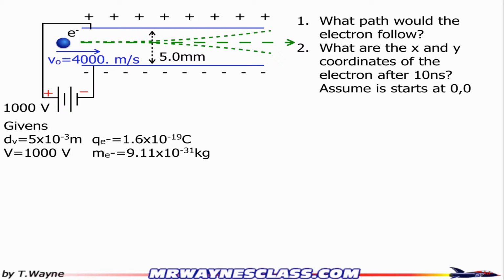Cool. Now to figure out which way it's going to curve, I've got to figure out the direction of the net acceleration. If the net acceleration is upward, it's going to curve upwards, that's positive. If the net acceleration is 0, it's going to go straight, that's horizontal. And if the net acceleration is negative or downwards, then I know it's going to curve downwards. To find the net acceleration, I'll use a free body diagram.